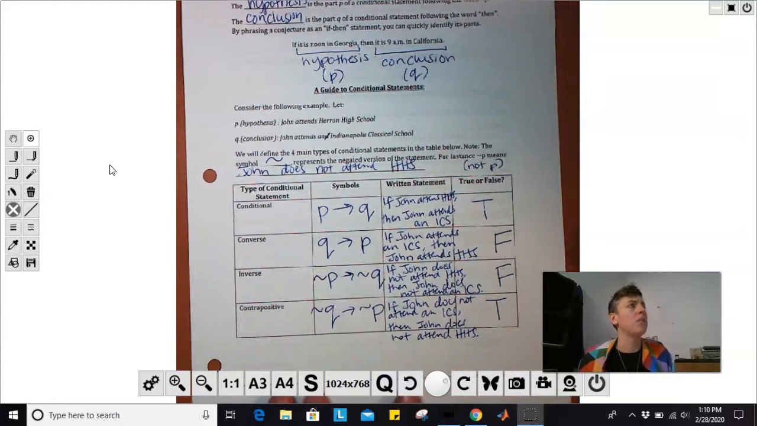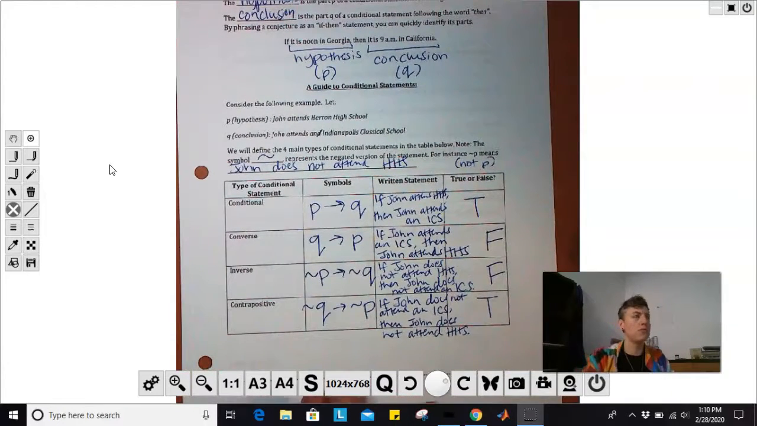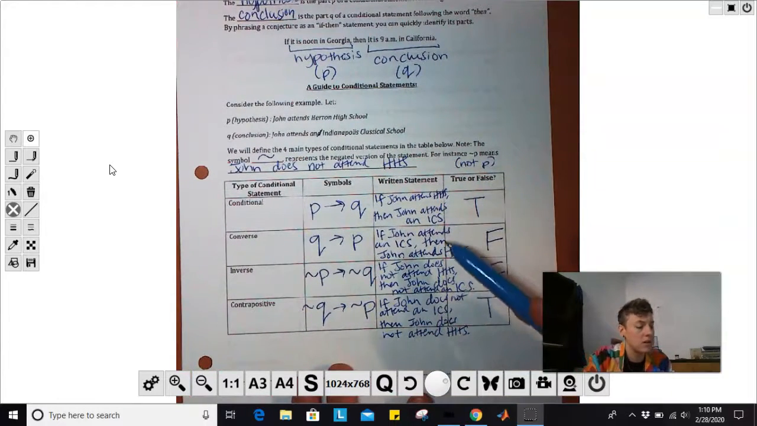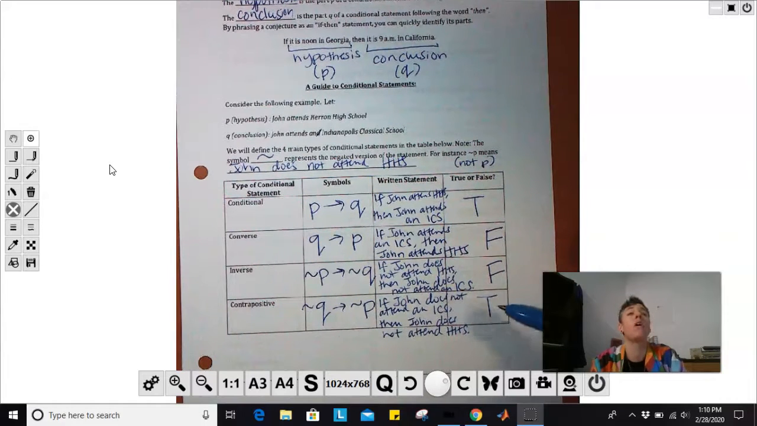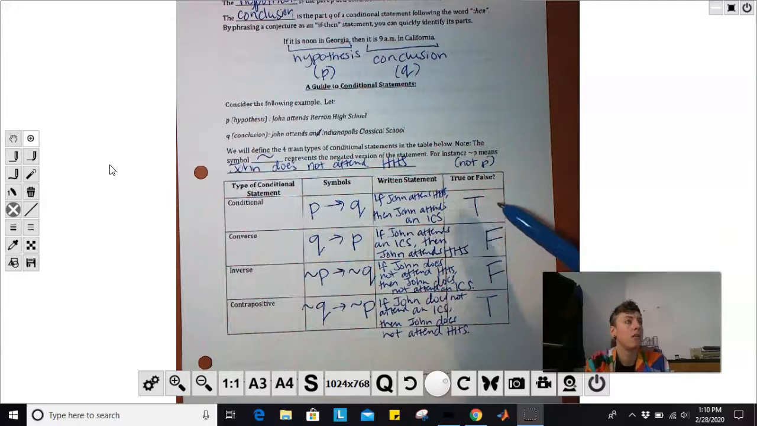All right, what do we notice about our truth tables? We've got two that are the same and two that are also the same. Who is the same as the conditional? Contrapositive. Good. That will always be true. Whatever the conditional is, if it's true, the contrapositive will be true. If the conditional was false, the contrapositive will also be false. And same thing with the converse and inverse. Those will have the same truth value.